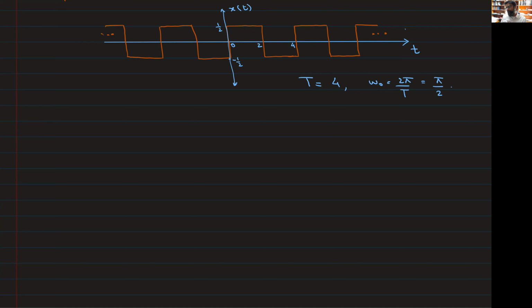Now, this is the problem statement. Determine the Fourier series representation for x of t. Now, you could, if you wish, and I would encourage you to do it, apply the definition, the synthesis equation that we're familiar with, also the analysis equation that we're familiar with, to this and determine what the Fourier series coefficients are.